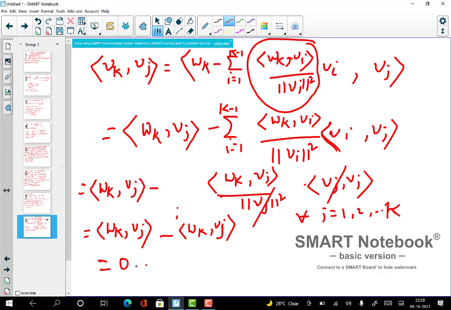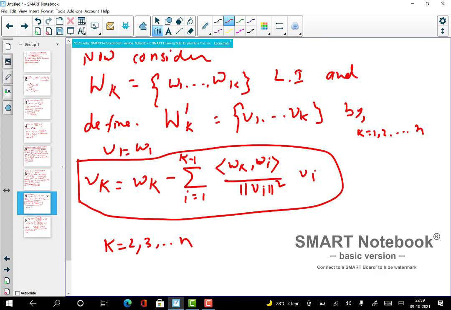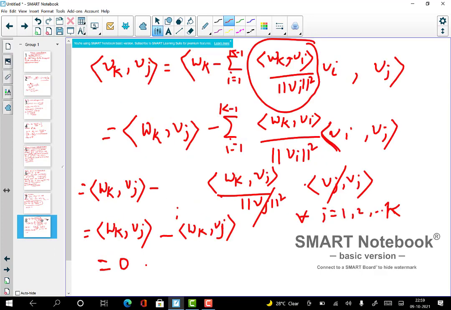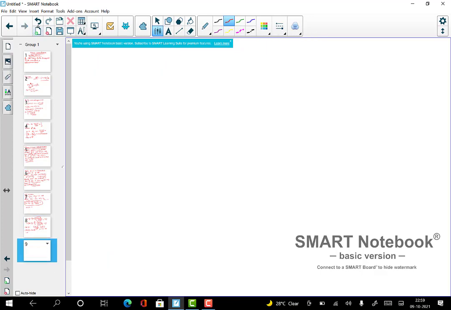So finally you got that with the induction hypothesis that till k minus 1 it is 0, then Vk also has inner product 0 with all the Vj's. That means Vk will be orthogonal with all such vectors, right? So that gives you the proof that this set W dash k is orthogonal.